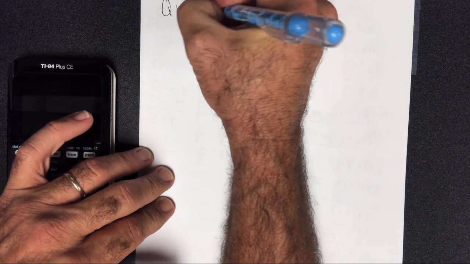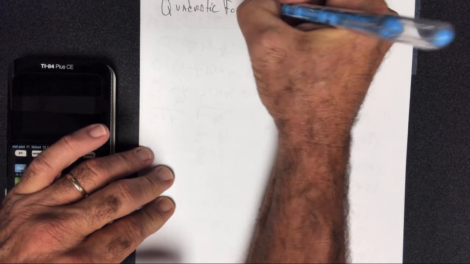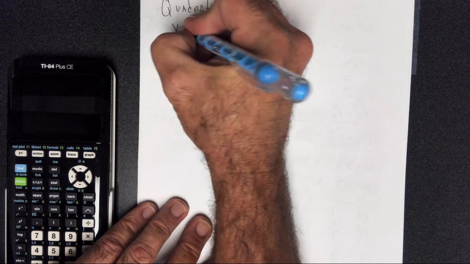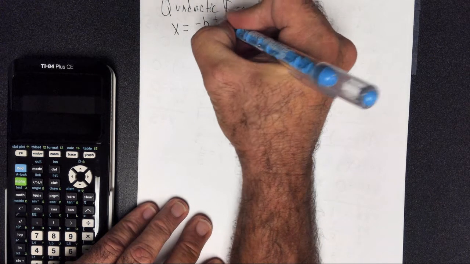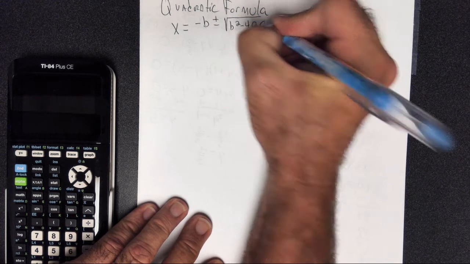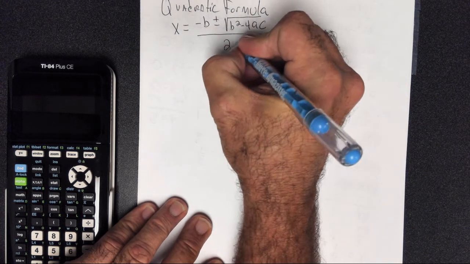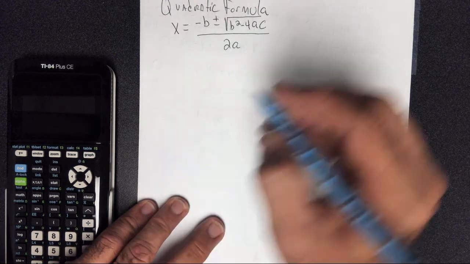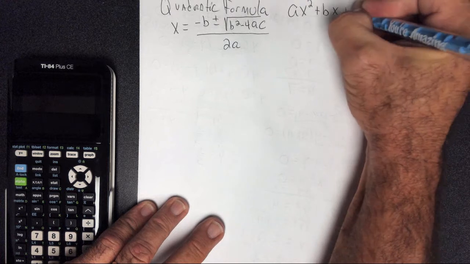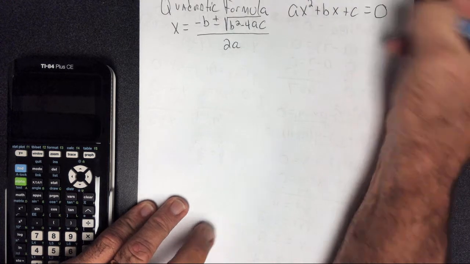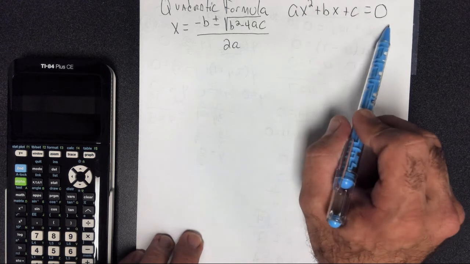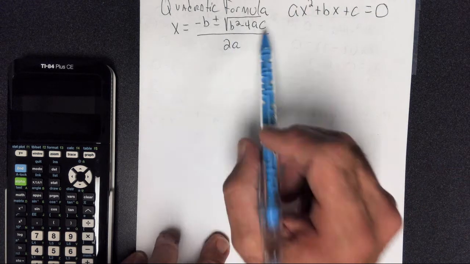Quadratic formula. Now some of y'all have used this already, but the quadratic formula is x equals negative b plus or minus the square root of b squared minus 4ac, all over 2a. Also remember, to use this formula, you want your quadratic equations all equal to 0. So get them in descending order, x squared, x, number, all equal to 0. Then you pick your numbers to put into the formula.